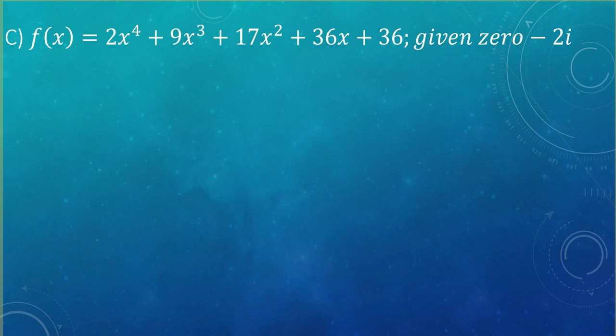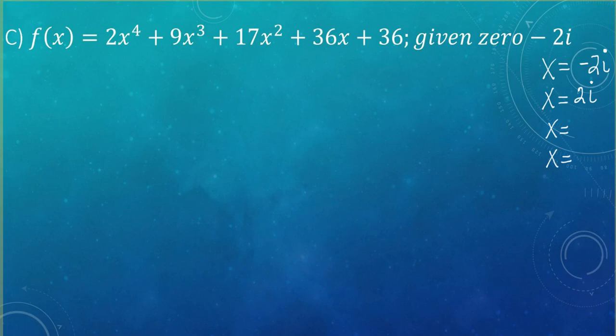And this is a fourth degree function, so I know I'm looking for four solutions. So I'm going to just go ahead and write that four times. They already told us that one of our solutions was negative 2i. And because they travel with a partner, we know we also have one at positive 2i. So let's find the other two.